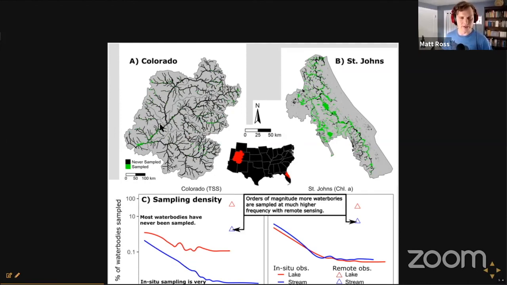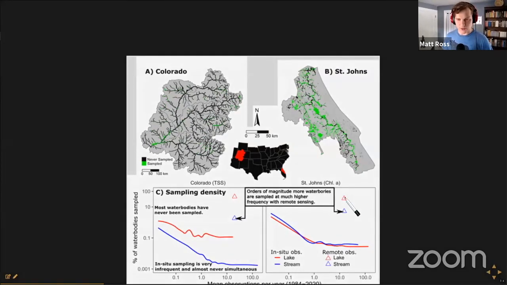So you can see the Colorado River is relatively poorly sampled, whereas the St. John's River is one of the most highly sampled watersheds in the country. But even there, remote sensing sees these water bodies orders of magnitude more frequently, and sees more water bodies, both in terms of lakes and streams, depending on what you're observing. And it's even more pronounced how many more lake observations you get in the Colorado River compared to in situ. So if we can turn these remote sensing data sets into predictions of constituents, we really will increase our data by hundreds of times.